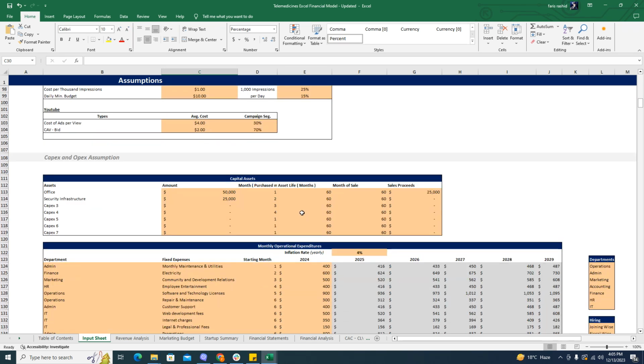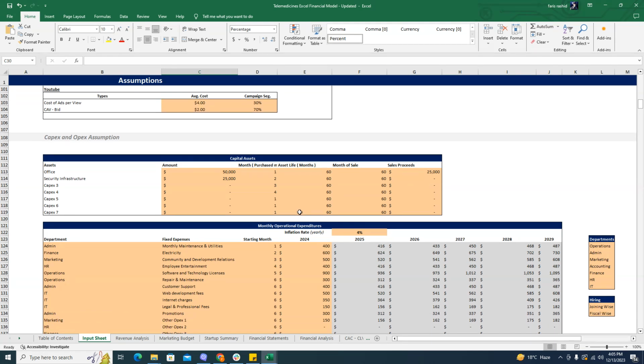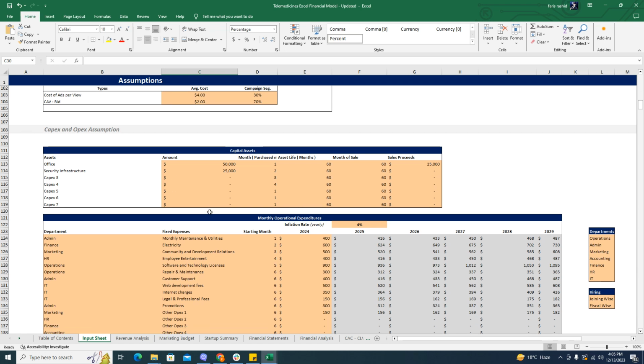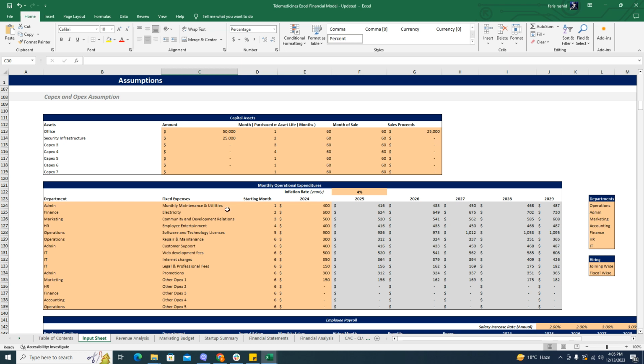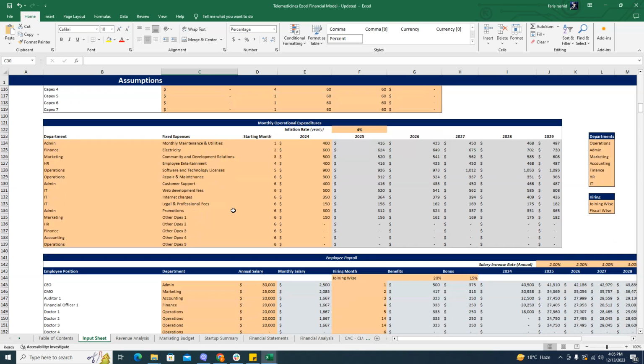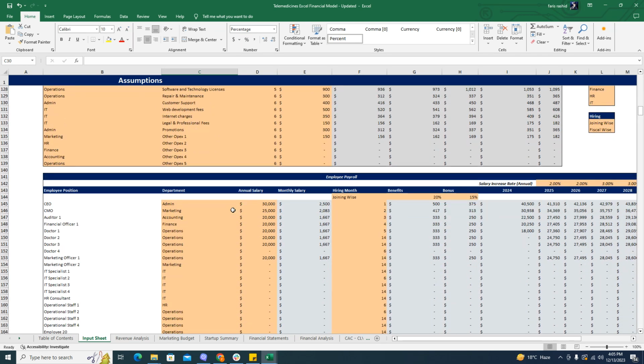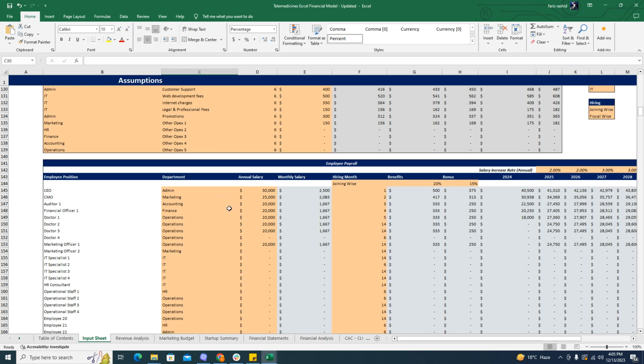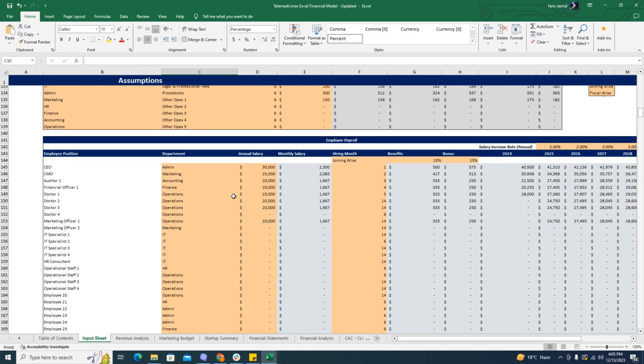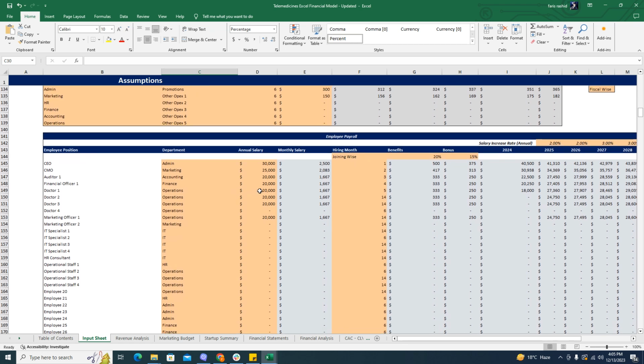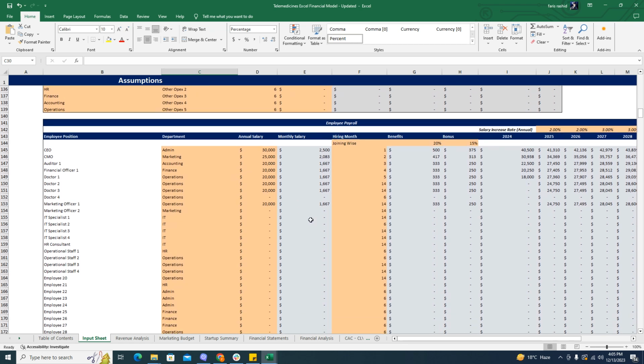Then comes the capex and opex. This basically gives you the capital expenditures and operating expenses assumptions of the business. It includes a few fixed assets and some fixed expenses of the company, as well as an employee payroll table, which calculates the information of employees' payroll extensively.